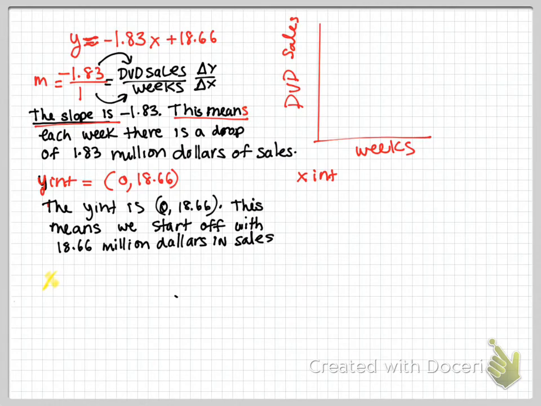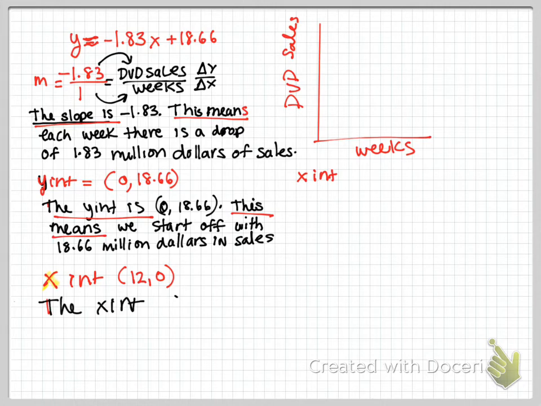Now, you could say in your x-intercept, when you're talking about it, we used approximately 12 weeks. So how would it be written? What's the protocol? The x-intercept is 12, comma 0, which means in 12 weeks they won't make any money selling CDs anymore. And again, this is what your quiz is on, so I'd be writing 12, comma 0.